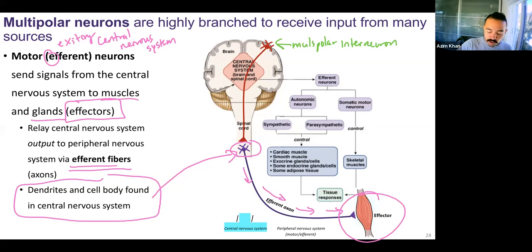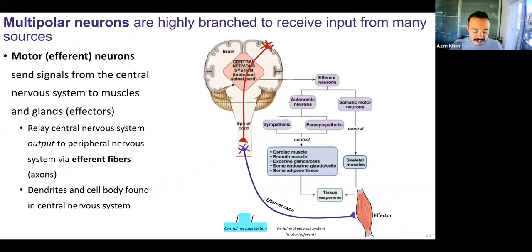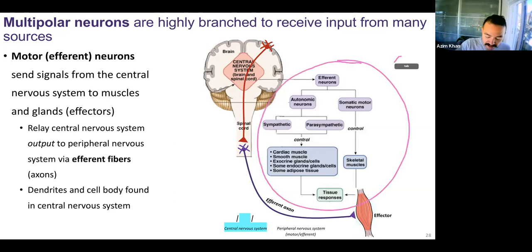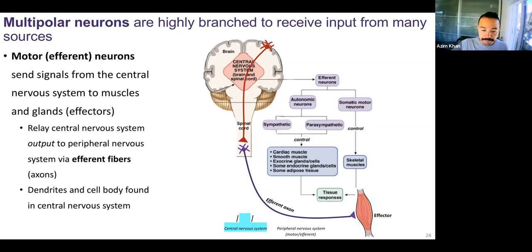When we say motor efferent, what does that mean? Again, you're controlling muscles, glands. There's a lot of different things we can control in our body. So shown here is a rough organization of the different things we can control. And so let me break this down for you piece by piece.